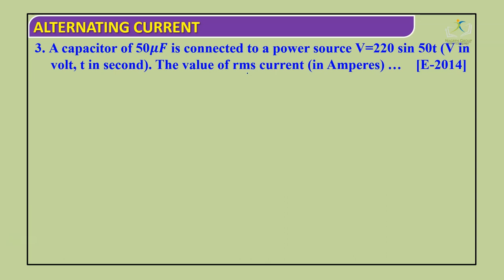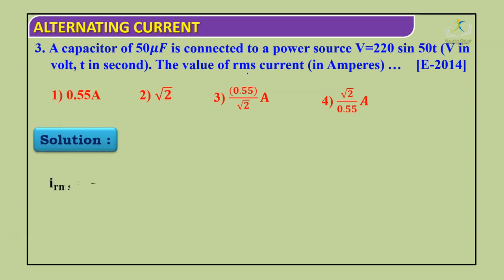Moving on to the next question: a capacitor of 50 microfarad is connected to a power source. V is equal to 220 sine 50t, V in volt, t in second. The value of RMS current in ampere is 0.55 ampere, 0.55 root 2, 0.55 by root 2, or root 2 by 0.55 ampere. So the solution part: Irms is equal to Vrms by XC.